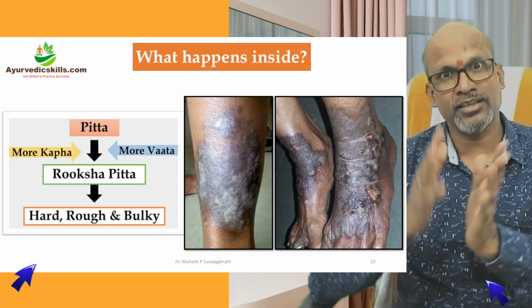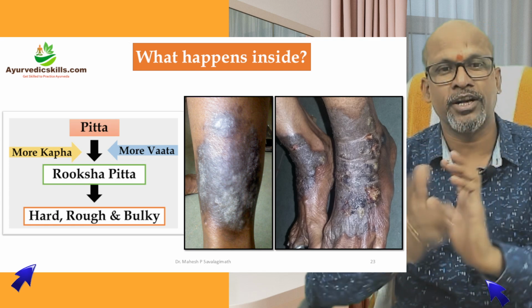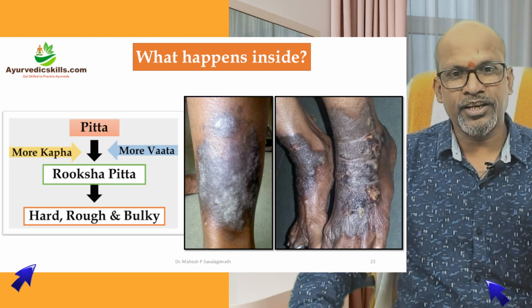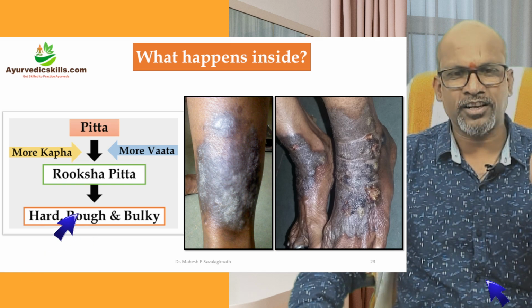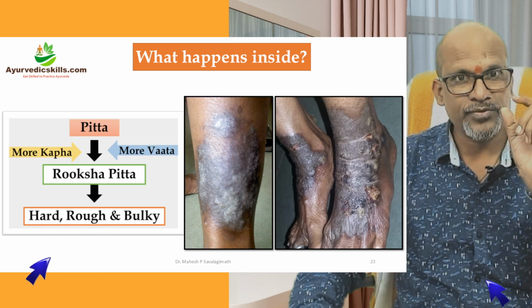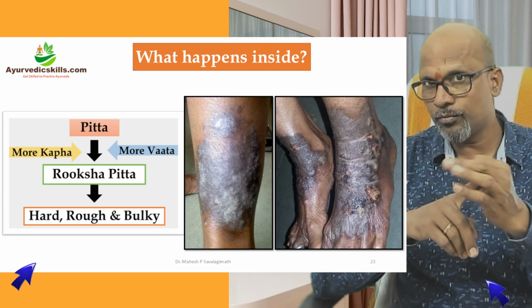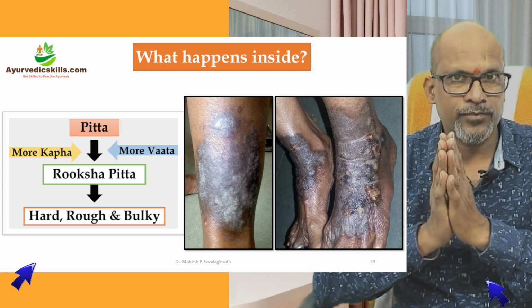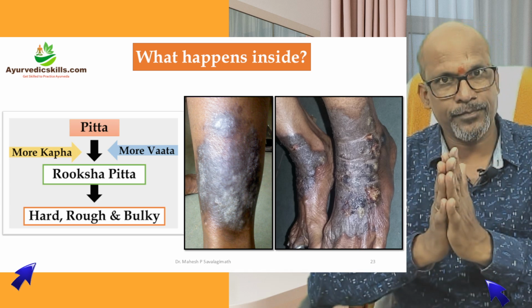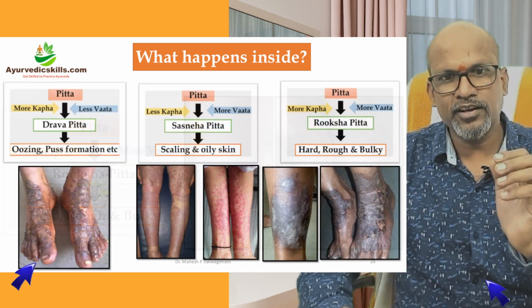So then what happens? Like a stone, Khatina. Acharya Charaka says Khatina. The lesions become Khatina, Khara, like that. Hard, rough, bulky lesions, thick lesions. What is happening here? The Drava Bhaga is getting Shoshita by Agni and Vayu. Prithvi is becoming more dominant.